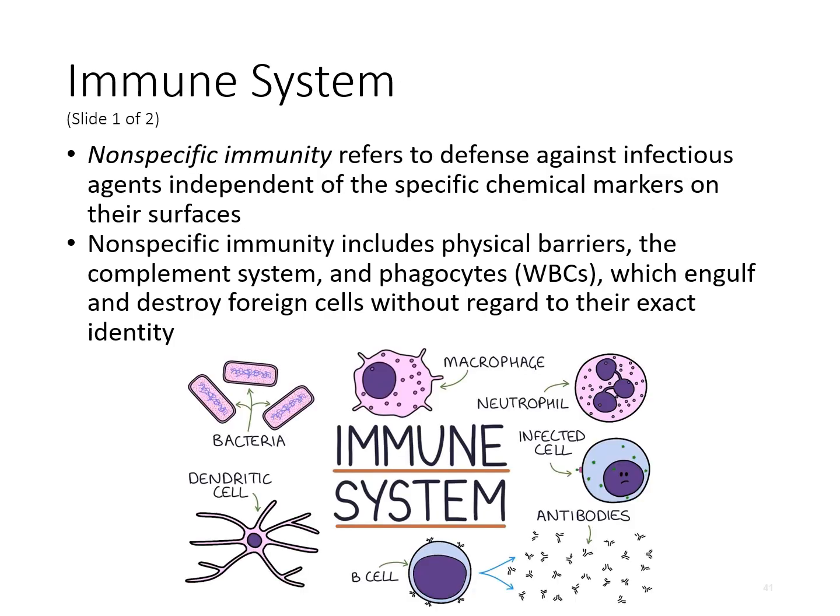And then we have our immune system. So we have a non-specific immunity, which refers to the defense against infectious agents, which are independent of specific chemical markers on their surfaces. So non-specific essentially means something comes in and your body's like, oh, I'm going to go fight it. Non-specific immunity includes physical barriers, the complement system, and white blood cells, which can engulf and destroy foreign cells without regard to their exact identity. So essentially, they don't care what it is.